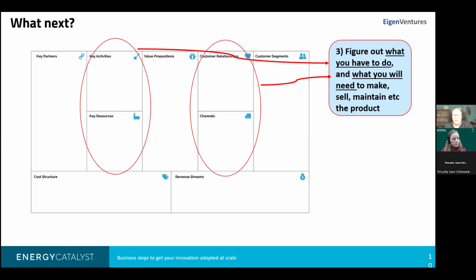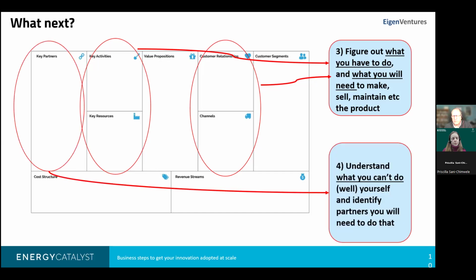Well, once you've figured out the value proposition, what you can provide, then you have to figure out exactly how you're going to do that. How are you going to make the product, sell the product, maintain the product, etc. What kind of customer relationships are you going to need, what kind of channels to market, what you can actually do in terms of activities, and what kind of resources, people, equipment, etc. you're going to need for that.